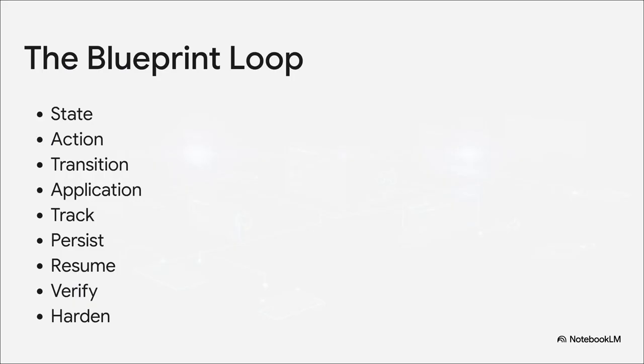All right, let's cement this crystallized core loop in your brain, because this is the real blueprint. We define immutable state, we mutate it via explicitly contracted actions, we route logic using conditional transitions, we wrap the whole thing in an application builder, we track the execution locally or remotely, we persist it to a database, we resume it seamlessly in a stateless web server, we verify our upgrades carefully, and we harden our security.